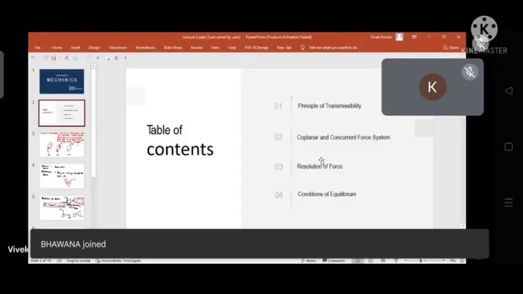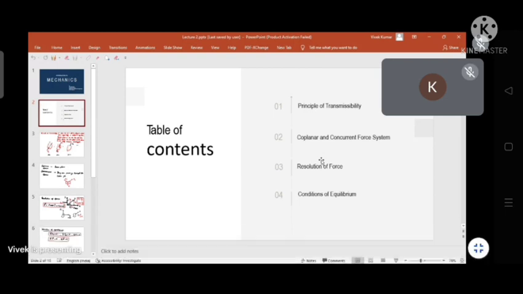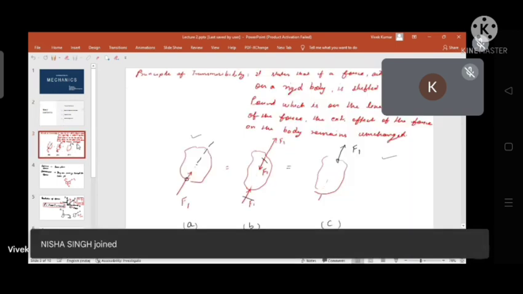Transmissibility, coplanar and concurrent force system, what is the resolution, and what are the various conditions of equilibrium. So let us start with the principle of transmissibility.